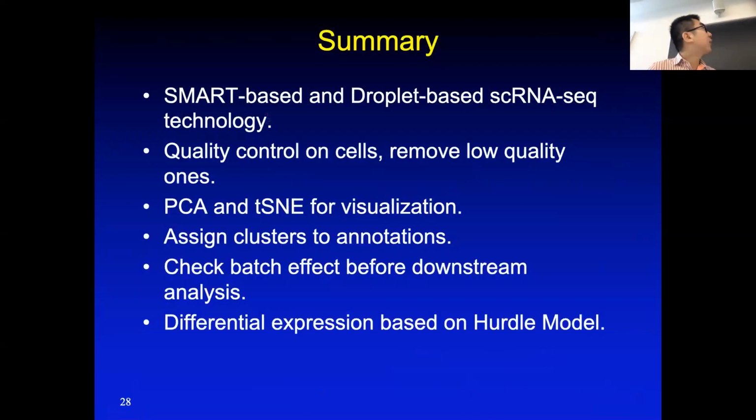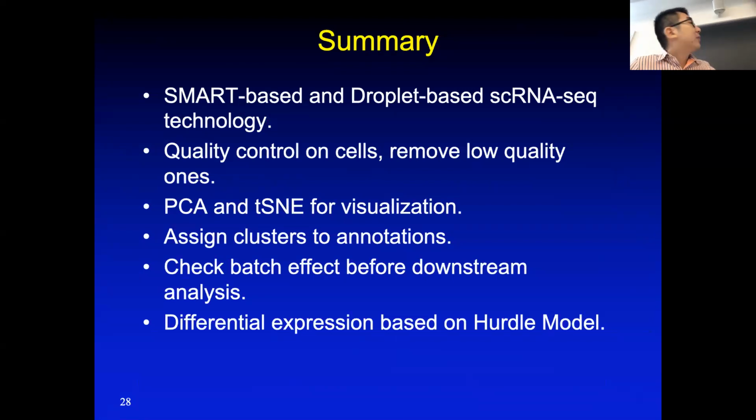So let's summarize today's lecture. Today we learned about single-cell RNA-seq technology and its analysis methods. We know that the SMART-seq protocol has better gene coverage, but it can only be performed one by one, so it can only be performed on hundreds of cells. And we know that the droplet-based methods are more automatic and can be performed on tens of thousands of cells, but they have more dropout, both at the cell level and at the transcript level.